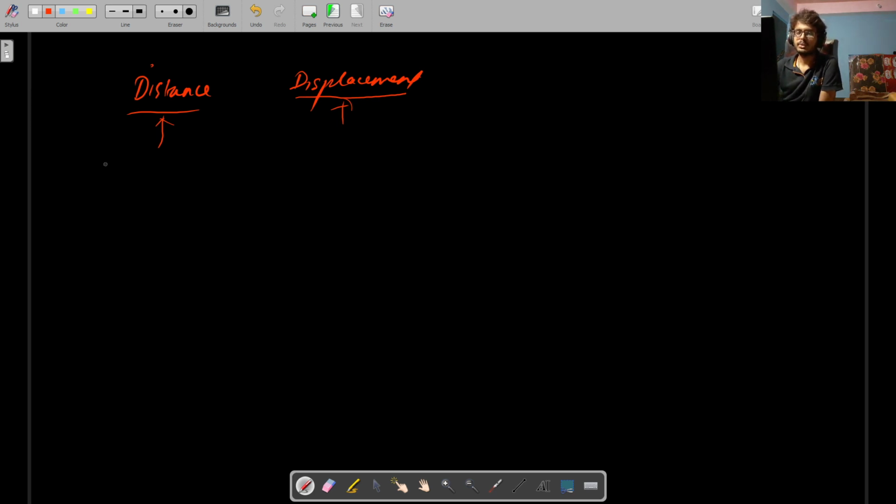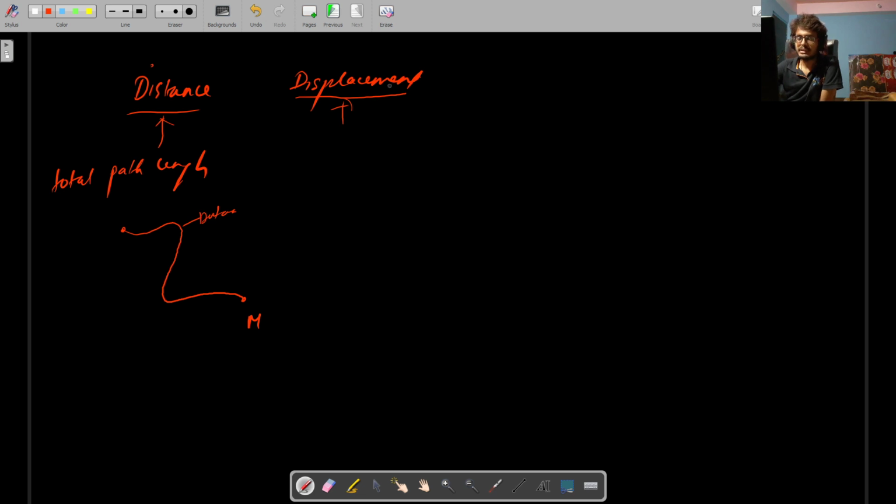So distance is the total path length. Let's say your house is somewhere here and you're trying to go to the market, and since we live in a hilly area, the roads are never straight. So there's a U-turn like this, again another U-turn, then you come to the market, right? So now this entire thing is the distance. When you consider the curves and all these things, that will be the distance.